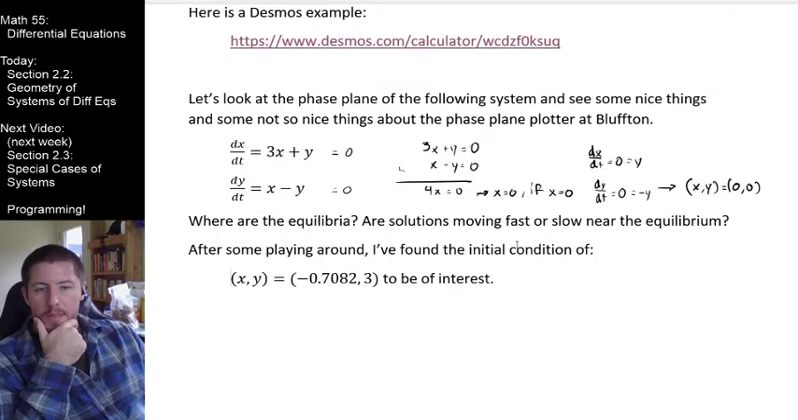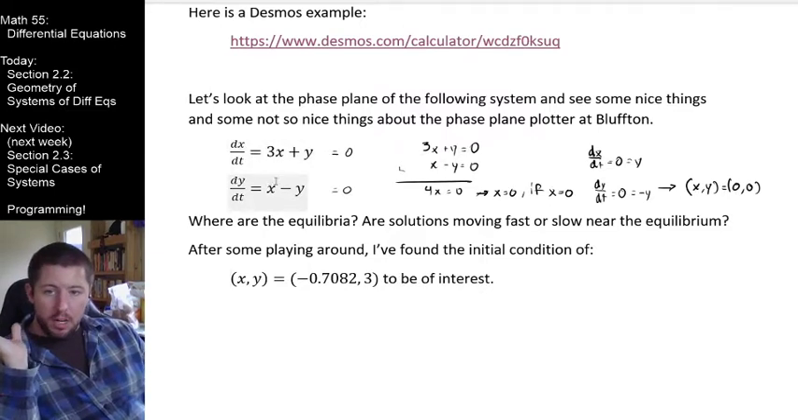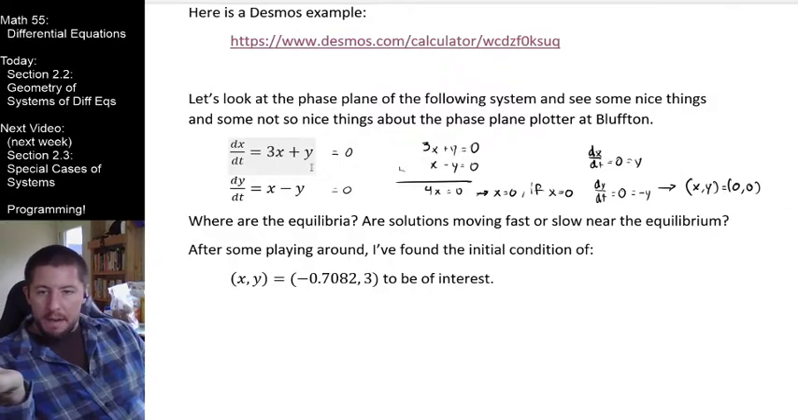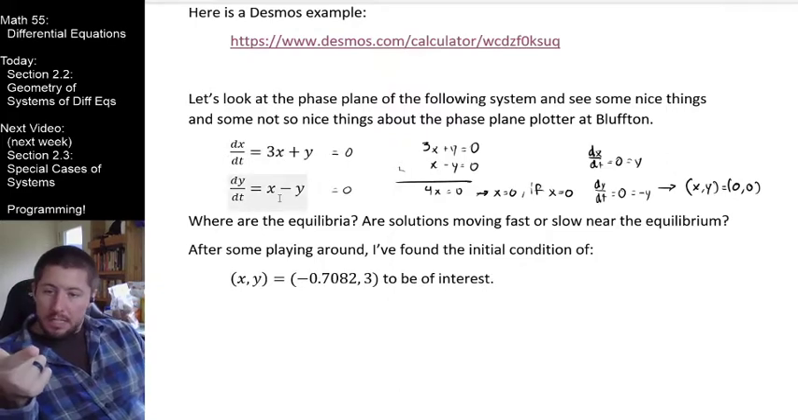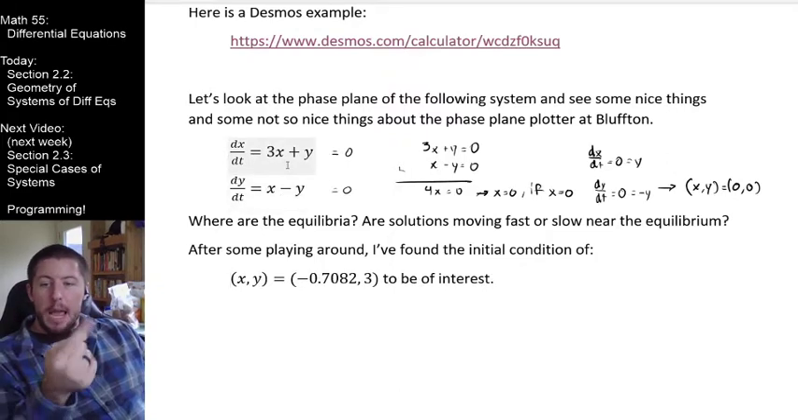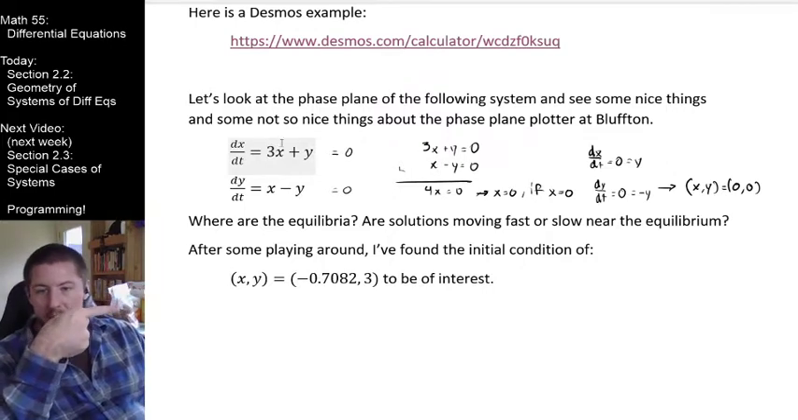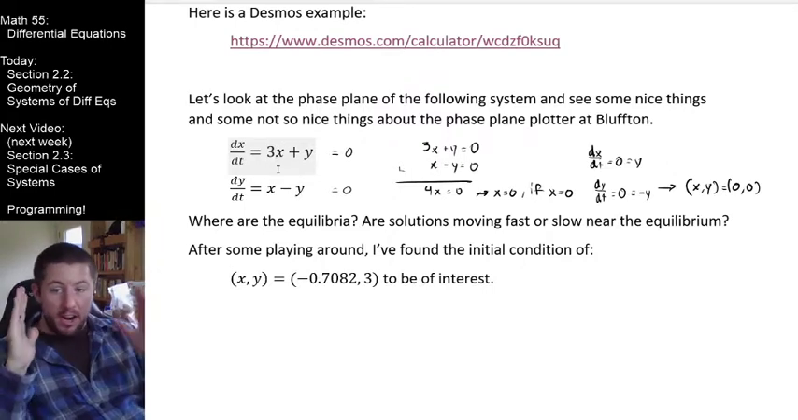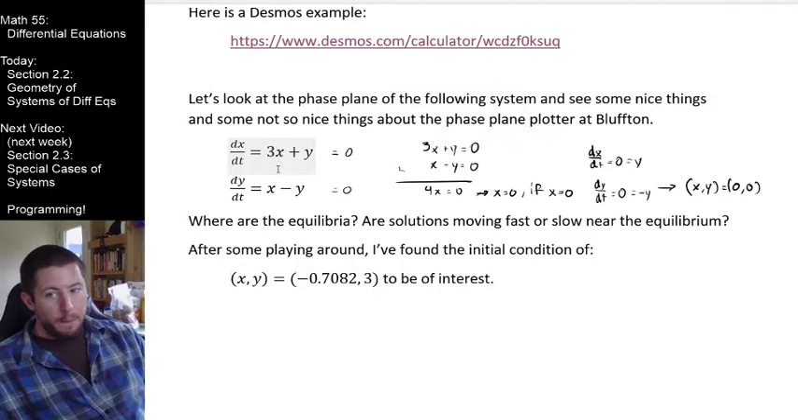The question is, to me, near the equilibrium, are solutions moving fast or slow? And here's something I can see right away. Notice that if we check out points like 5, 5, far from the origin, dx/dt is going to be 20 right here, right? 15 plus 5 is going to be 20. dy/dt will be 0, but this suggests to me there should be a massive vector pointing directly to the right, a 20, 0 vector. And it should be 20 units long, which it won't be. It's just going to look like an arrow the same unit as everything else.